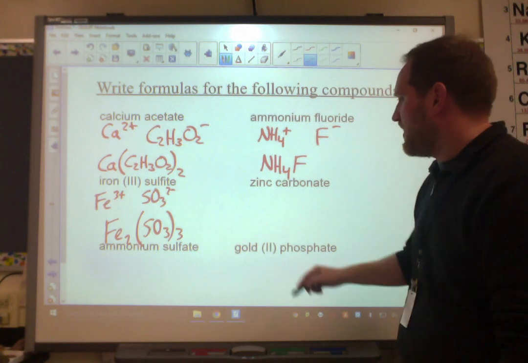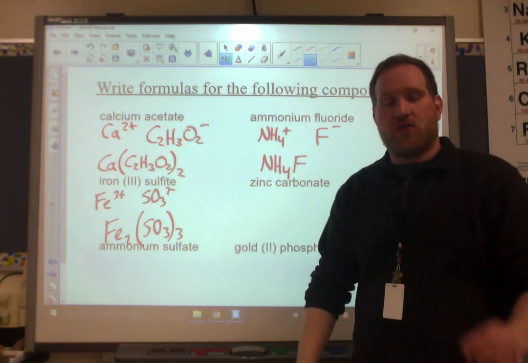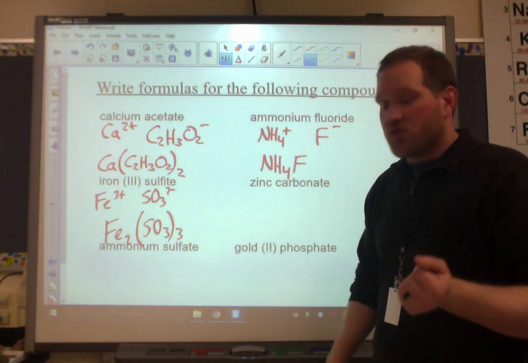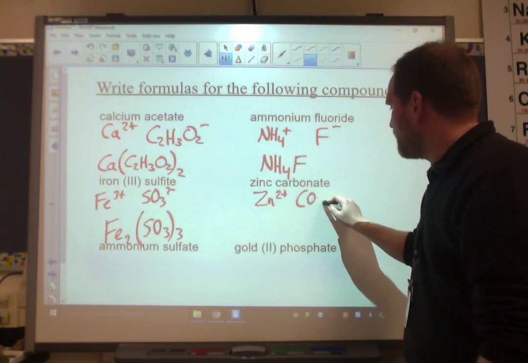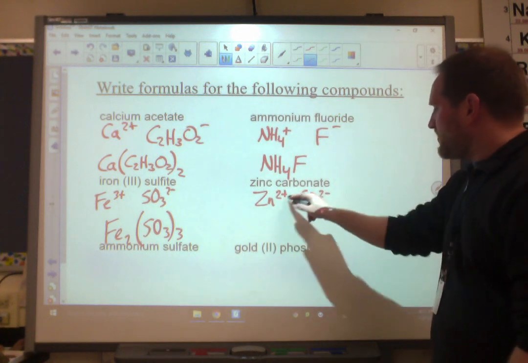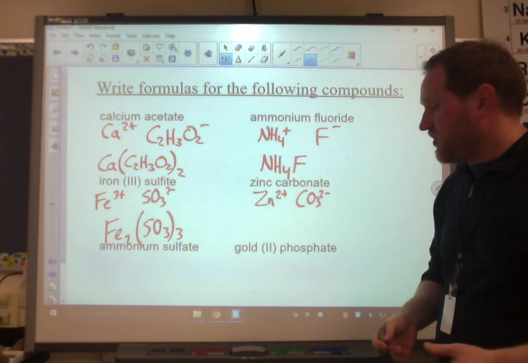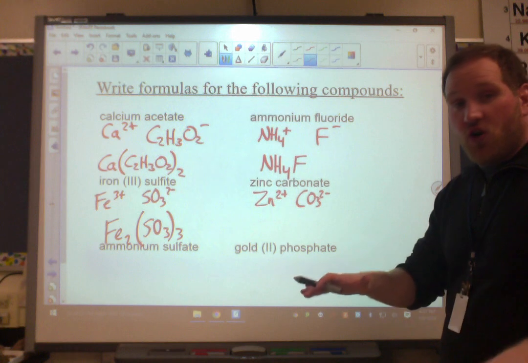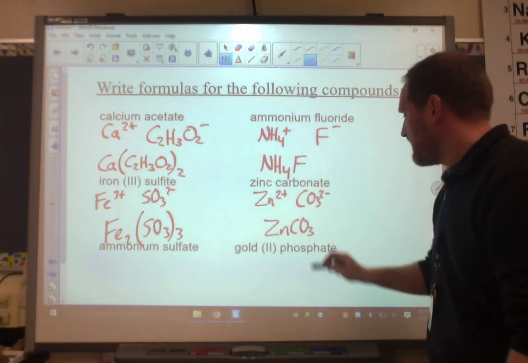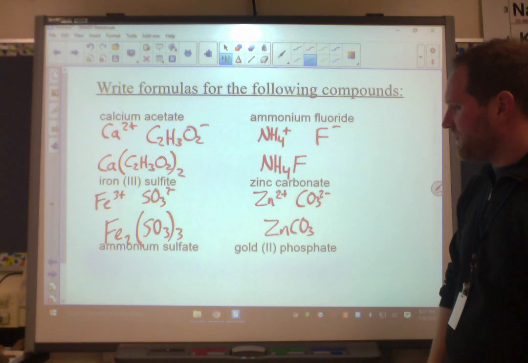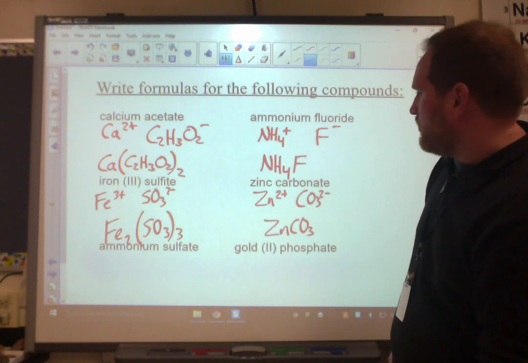Zinc carbonate. Zinc is a type 1 metal. Even though it's in the transitions, it's always 2+. So it's zinc with a 2+. Carbonate is CO3 with a 2-. Notice 2 plus 2-, it's a 1-to-1 ratio. Do we use parentheses? No, no parentheses. It's just going to be ZnCO3. That's it, zinc carbonate.